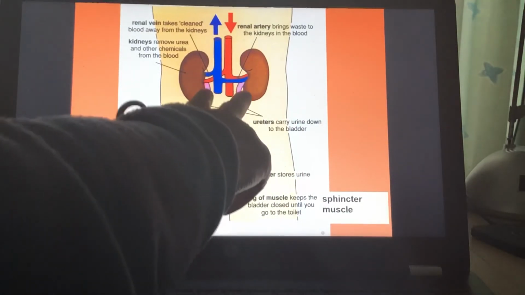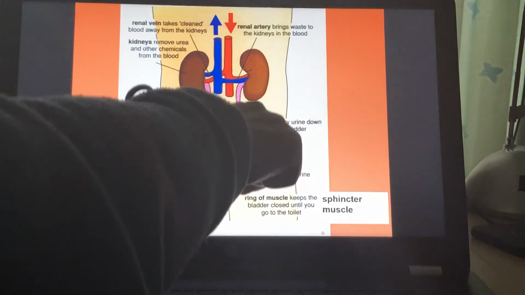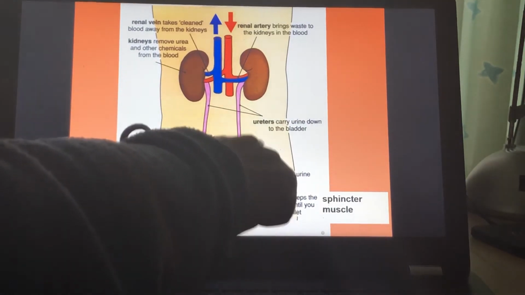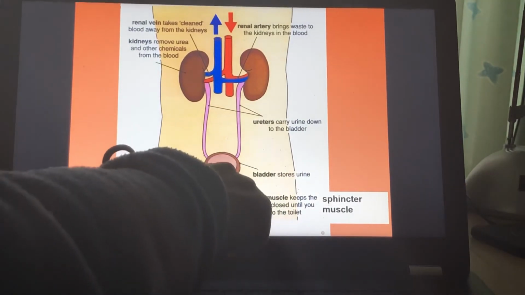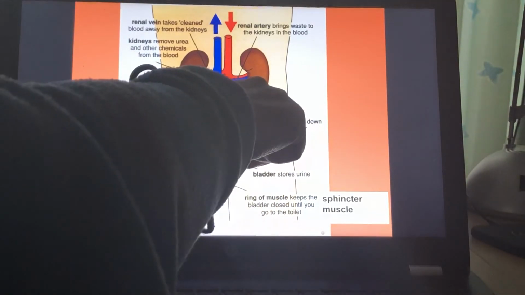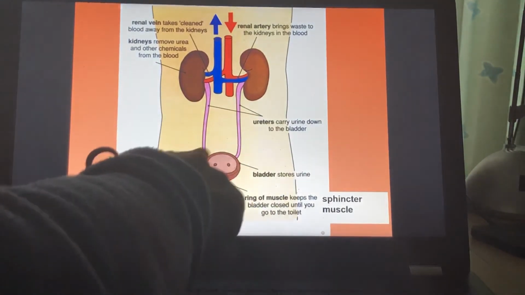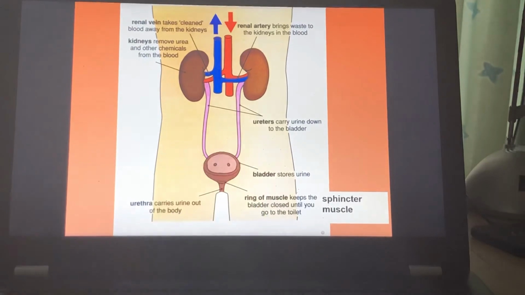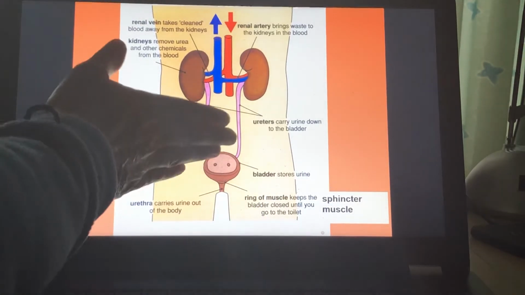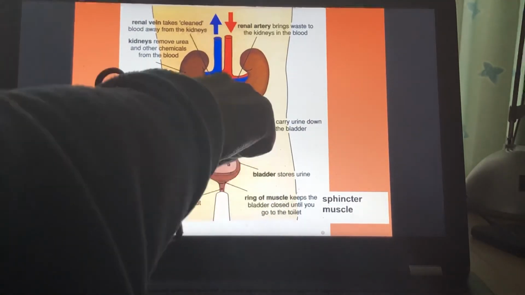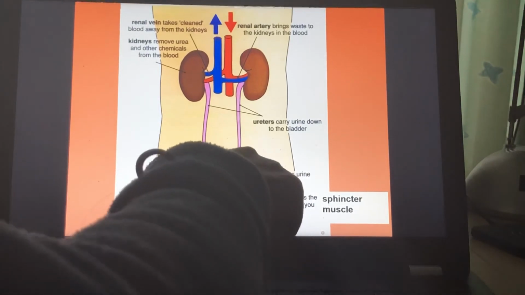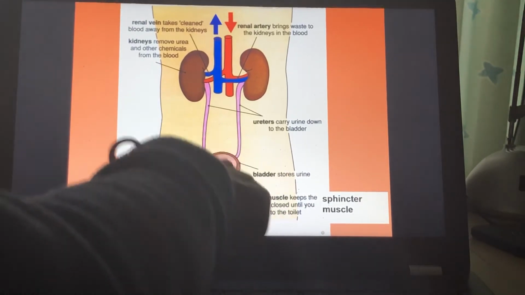And it flows through these tubes here. So we've got a tube here called a ureter, and a tube here also obviously called a ureter, and it's carrying urine from the kidney down to here, which is the bladder. Now the bladder, in this diagram, they've cut away so you can see where these two ureters join and the urine flows into the bladder.